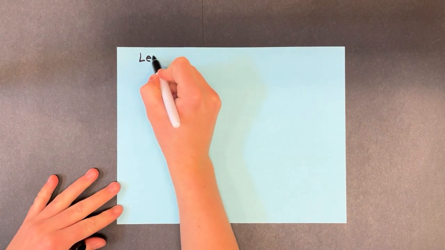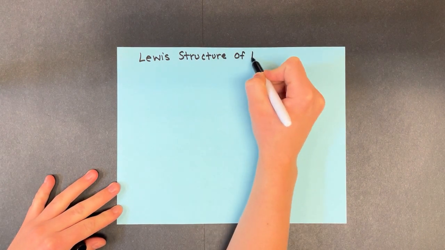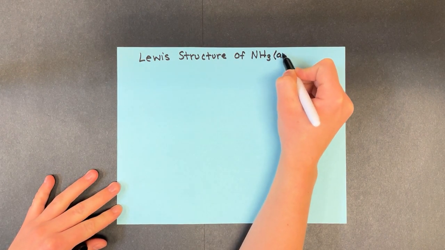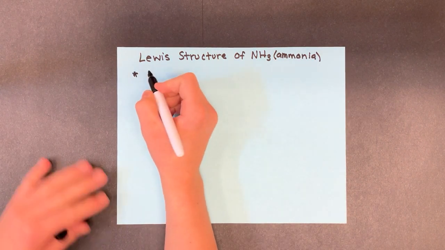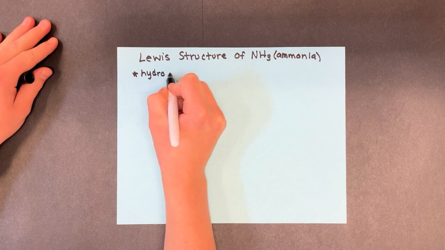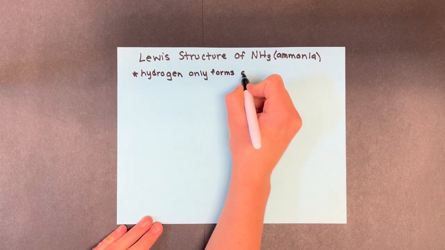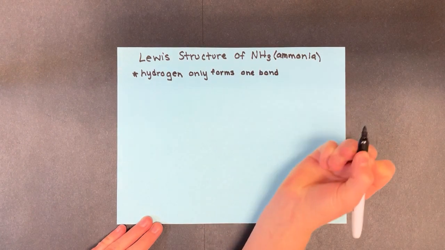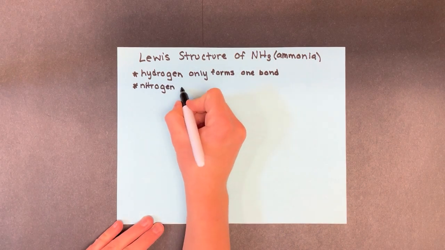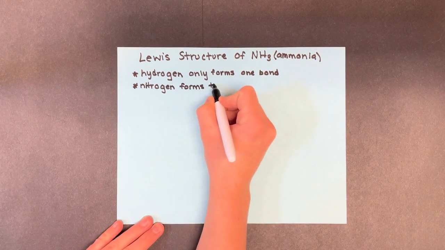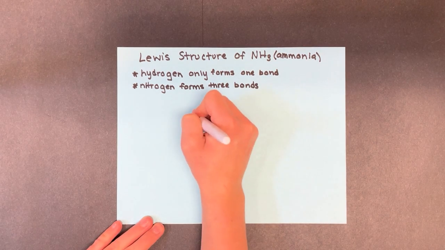Now let's practice the more complex Lewis structure of NH3, which is ammonia. The first thing we're going to do is figure out how many bonds each atom wants. As hydrogen only has 2 valence electrons, it will only form 1 bond. Nitrogen has 5 valence electrons, so it's going to form 3 bonds. That means that nitrogen wants the most amount of bonds, so we're going to put nitrogen in the middle.